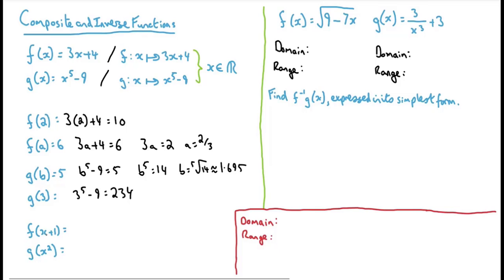So if we've got the f of x plus 1, we're now saying it's going to be 3 lots of x plus 1 plus 4, which if we were to just expand that would become 3x plus 3 plus 4, which would be the same as 3x plus 7. Similarly here, if we had the g of x squared, well, x now gets replaced by x squared, so x squared to the power of 5 minus 9, that would be x to the power of 10 minus 9.